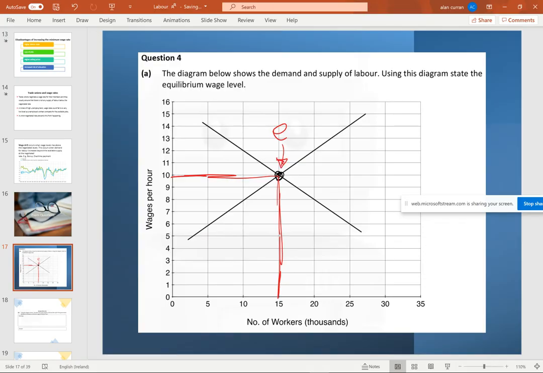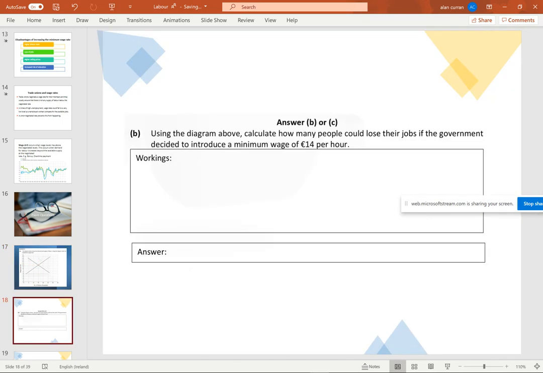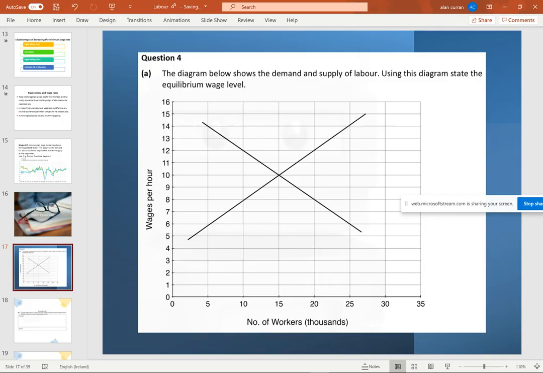Okay. Now, that's only one part of the question. Part two of the question says, using the diagram above, calculate how many people could lose their jobs if the government decided to introduce a minimum wage of 14 euros an hour. So at the moment, what's the equilibrium wage rate? The equilibrium wage rate at the moment is a tenner an hour. So if the government decided to pay 14 euros per hour, which is right here, what would happen? Well, bearing in mind that at 10, that's how many people are employed.